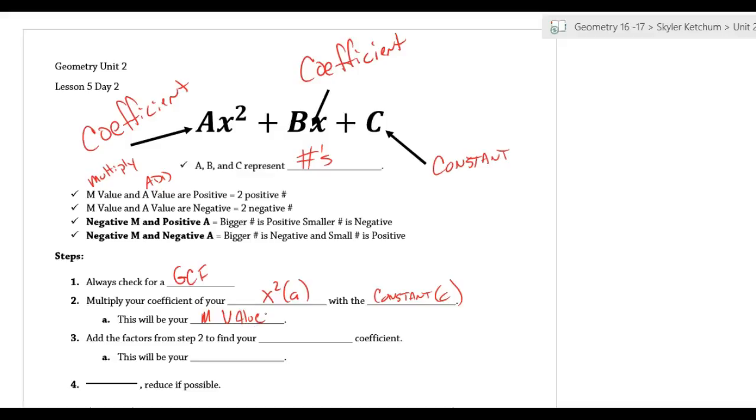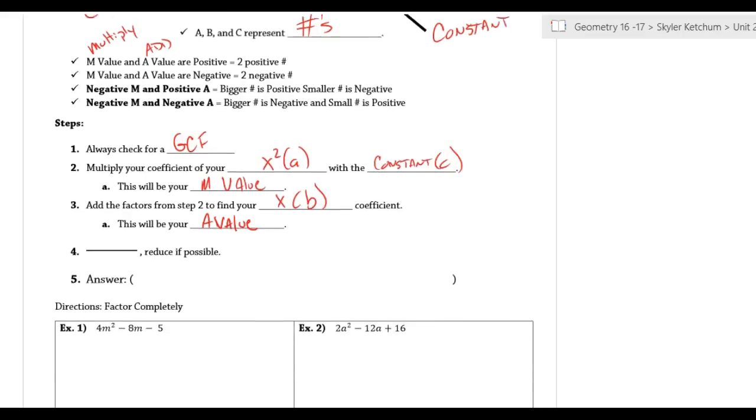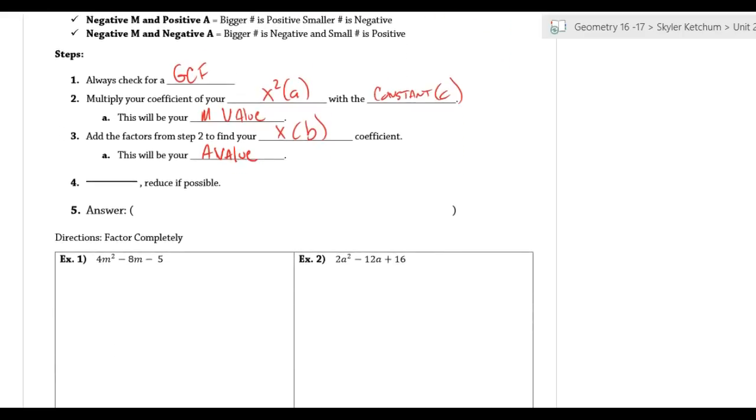Then we're going to factor, and add the factors from step 2 to find our x coefficient, or our b value. This will be our add value. And then we are going to try to reduce if possible. And then we're going to solve it and give our answers. We'll go through all those steps.